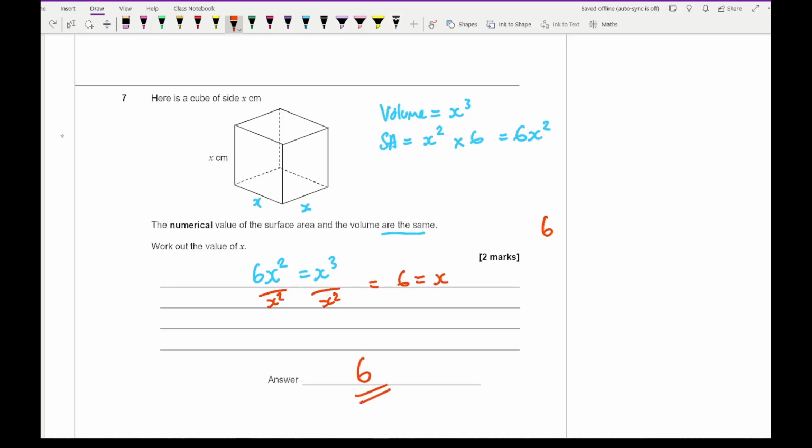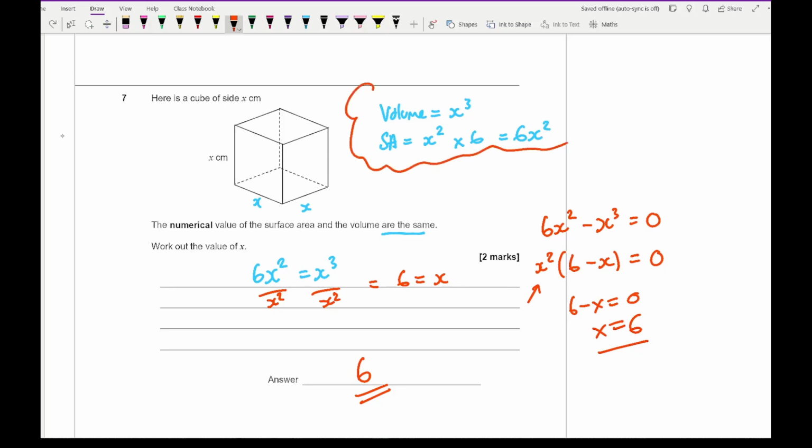Another alternative is you could take the x cubed over to the other side to make it equal to 0. You could then factorize it, so I've got x squared times (6 minus x) equals 0. And then obviously x squared can't equal 0 because we're looking at length. So 6 minus x equals 0, so x equals 6, and that gives you the same answer. But again, something along those lines would give you the full marks of 6. As long as you're stating what the surface area is and what the volume is, you should be fine to work out that x is 6. And that concludes the end of this topic test on 2D representation of 3D shapes.